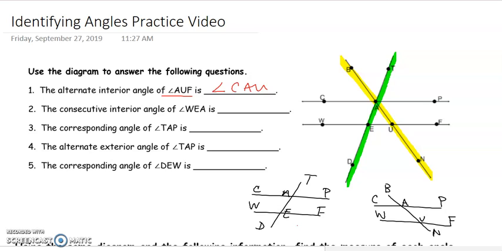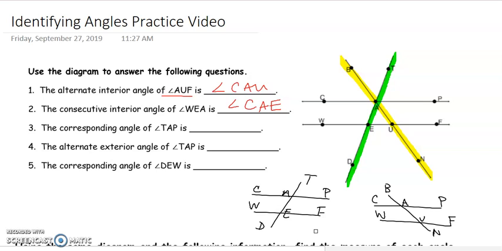Okay, consecutive interior of WEA. WEA is in this diagram. It is on my green line. So it is right there. I want consecutive interior, so I want the same side in between the lines, which is this angle right here. So angle CAE. Remember that middle letter has to be the vertex. So I want a smaller eraser. Sorry, technical difficulties with the smartboard.